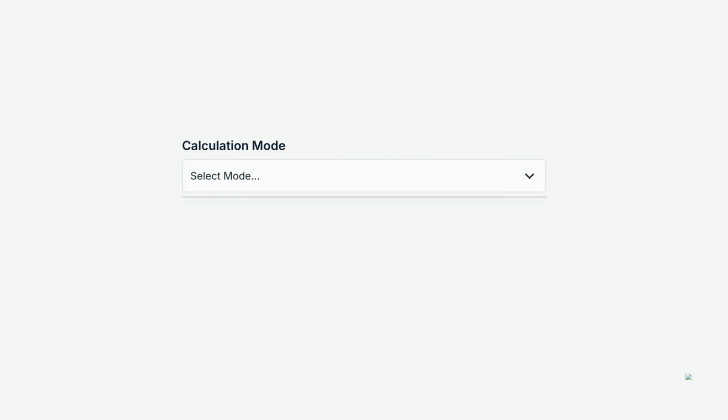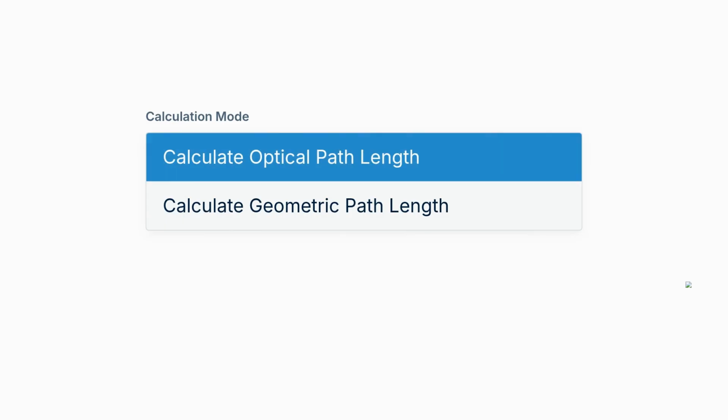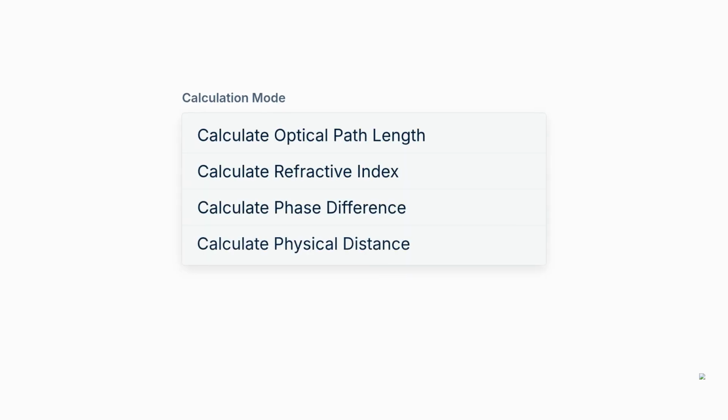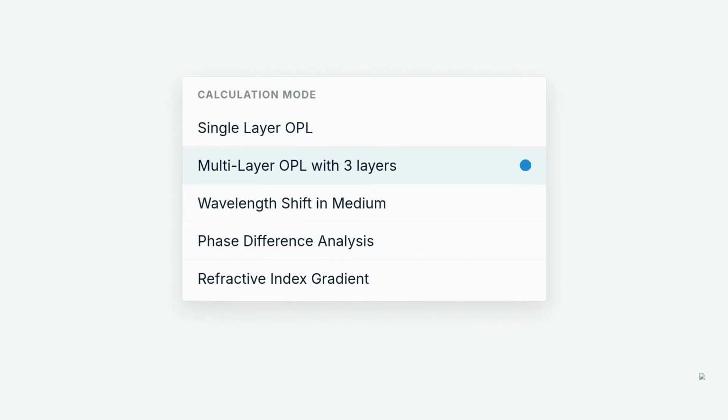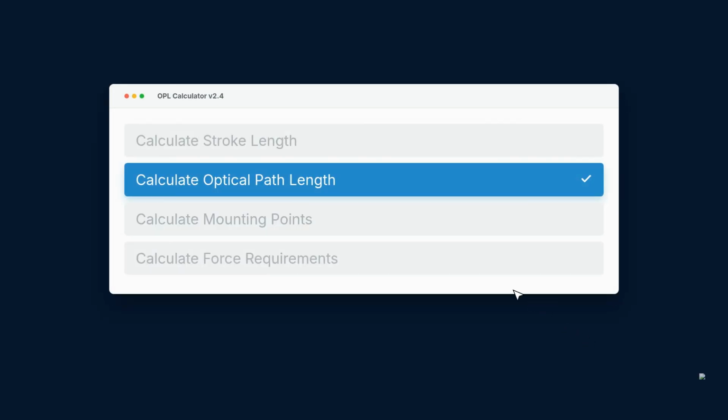First, we have a calculation mode drop-down with 6 options: calculate optical path length, calculate geometric path length, calculate refractive index, calculate phase difference, multi-layer OPL with 3 layers, and wavelength shift in medium. For this demonstration, I'm using calculate optical path length.